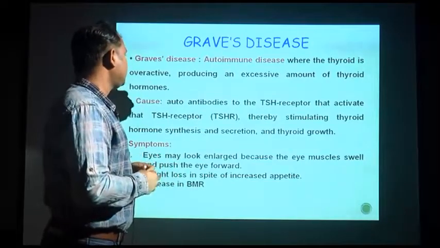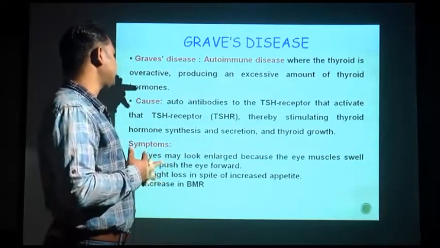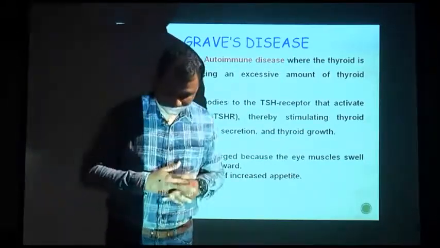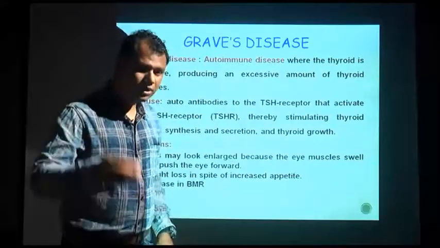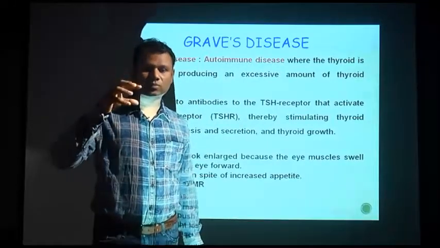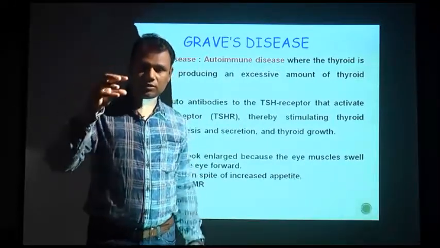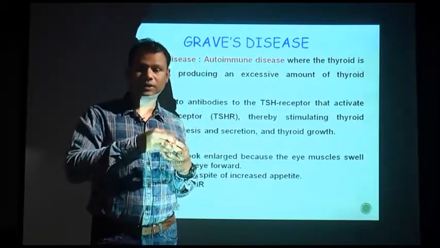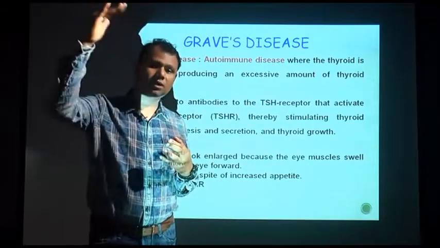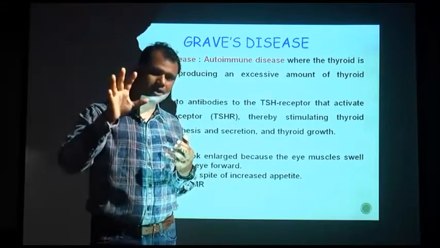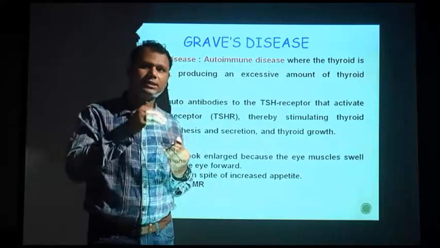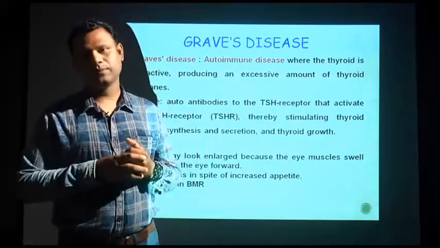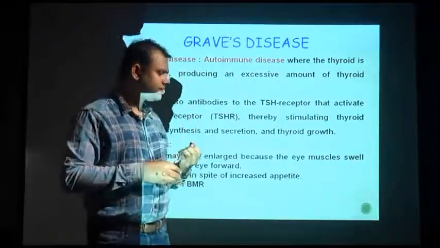Thus they stimulate thyroid hormone synthesis and secretion and thyroid growth. What happens? Thyroid stimulating hormone is a hormone which binds on the follicular cells of the thyroid gland. Thyroid stimulating hormone coming from the pituitary gland, in a normal situation, binds to the follicular receptors and induces secretion of thyroid hormone. But in this case, Graves' disease, what happens?